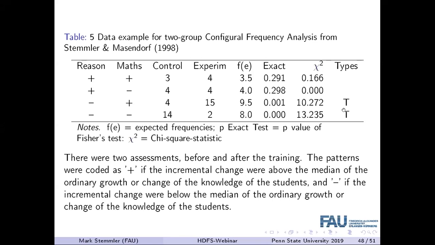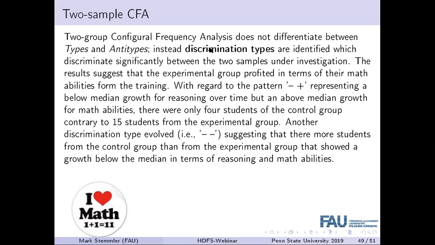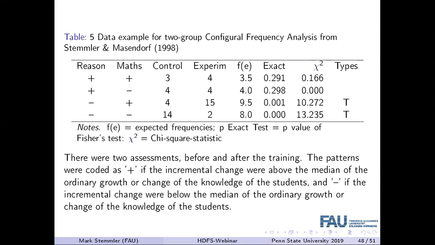And here we come up with two types, and types in two-sample CFAs are called discrimination types. They are not antitypes. They are called discrimination types because they significantly discriminate between the two groups. So let's have a look over here. Those students change below the median of reasoning, but here they change in math abilities above the median over time. Here we have only four controls, but 15 experimental students. That means that one outcome of the intervention was that the math abilities were increased in the training group. Here we have two minuses. So we have a below-median change in terms of reasoning, problem solving, and math abilities. That's more typical for the control group than for the experimental group.